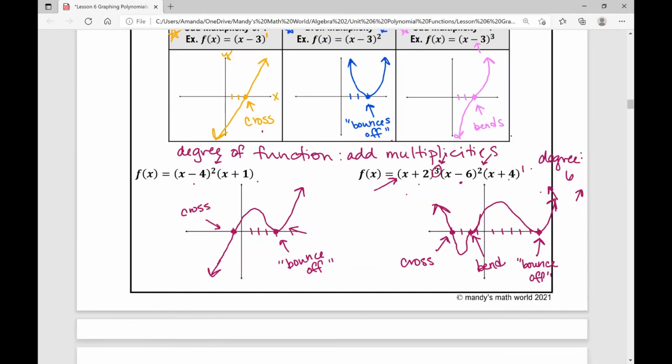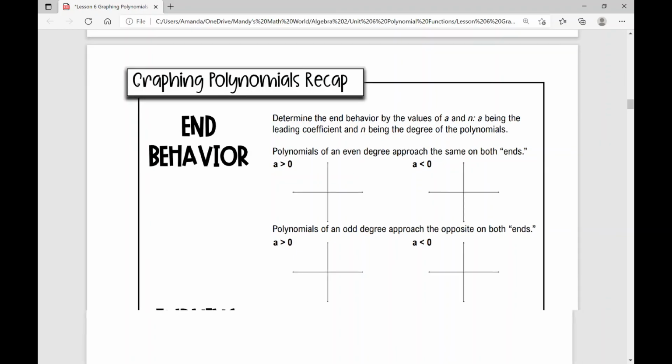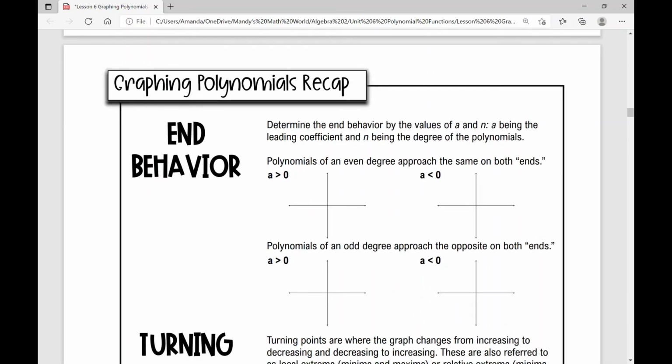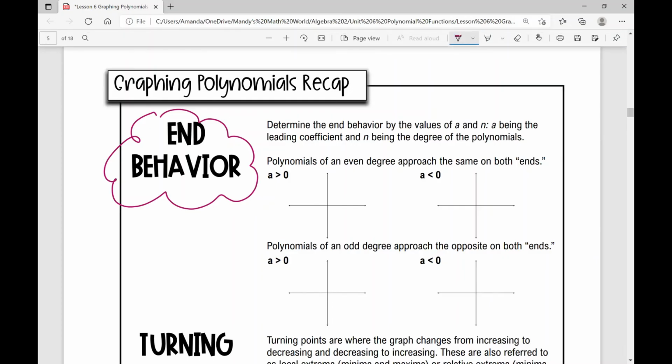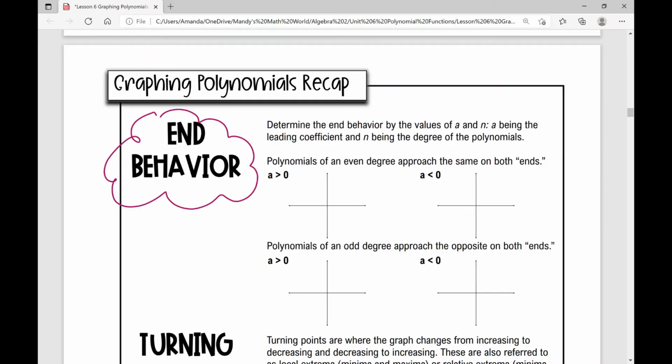So let's do a little recap of graphing polynomials. When we're graphing polynomials, the first thing I want to talk about is end behavior. Determine the end behavior by the values of a and n, a being the leading coefficient, so is it positive or negative, and n being the degree of the polynomial. Polynomials of an even degree approach the same on both ends. When a is greater than 0, an even degree function might look something like this. When a is less than 0, so there's a negative out in front, it would end like that.